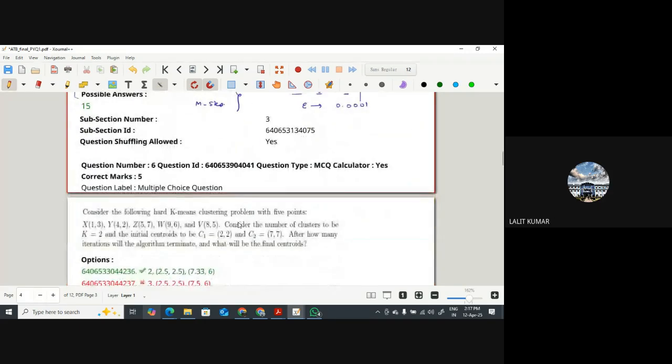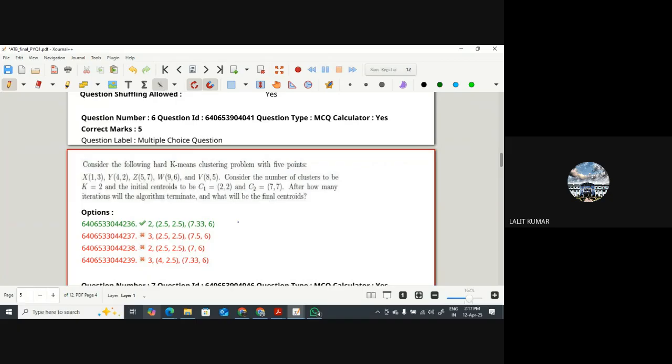Okay. So we go to the next question. Consider the following hard K-means clustering. They have given these 4 points, and initially they have given cluster 1 and cluster 2. They are asking after how many iterations the algorithm will terminate. So this is the basic of K-means. What do we do in step 1? In step 1, we find the distances. We take points 1, 2, 3, 4, find the distance to cluster 1 and the distance to cluster 2, and then we assign the responsibility, that is, the cluster to which each point belongs.